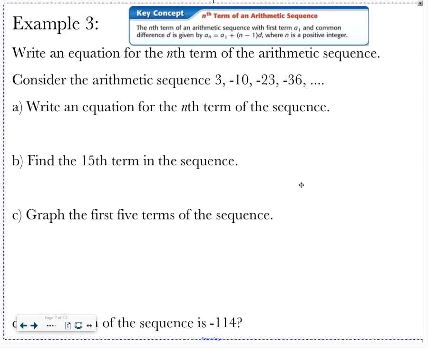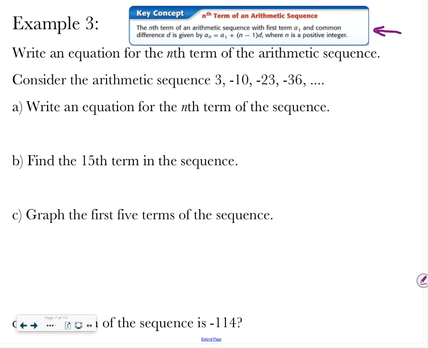We want to write an equation for the nth term of the arithmetic sequence. Something really important is this box that I have up top here. I put it up here so that we could reference it while we are working through this example.